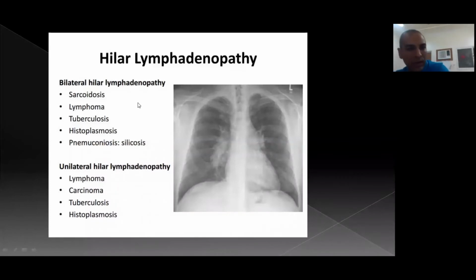Now I need you to increase your differential diagnosis for the hilar masses. Bilateral hilar lymphadenopathy, you can see it in sarcoidosis, lymphoma, sometimes in TB, histoplasmosis. Unilateral hilar lymphadenopathy, most likely lymphoma or carcinoma, sometimes in TB and histoplasmosis.